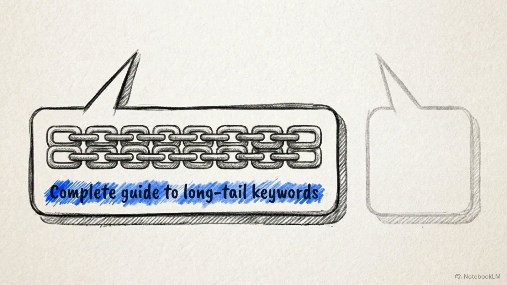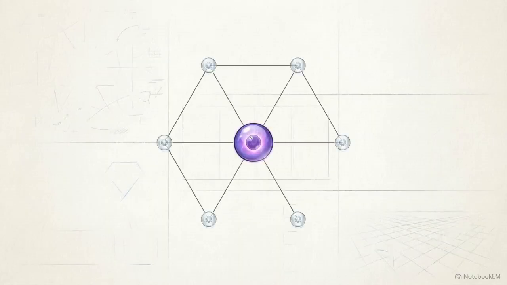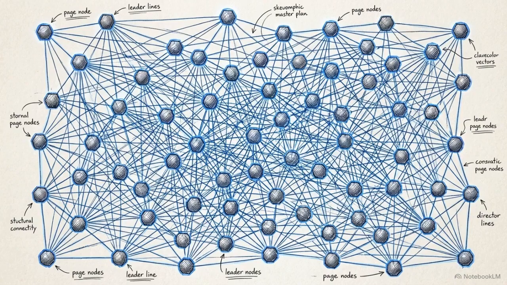Look at these 2 examples. The box on the left uses a descriptive long-tail phrase for the link, giving search engines exact context. The box on the right uses a generic click here link, which wastes the opportunity to pass topical relevance. Building this exact web of internal links forces search engine crawlers to navigate your entire curriculum. It mathematically proves the depth of your expertise based on how thoroughly your pages connect.